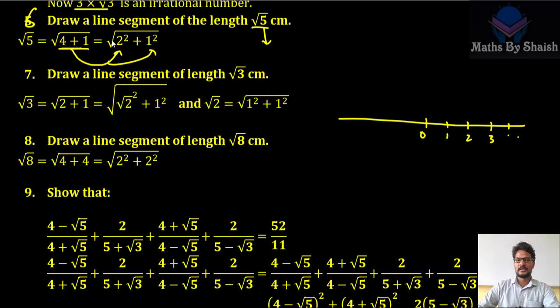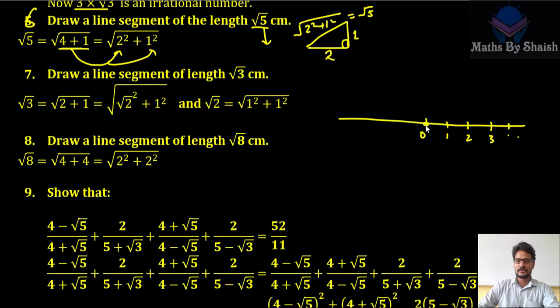And if we take this, then we can see by Pythagoras theorem, if it is a right angle triangle and it is 2, it is 1, by Pythagoras theorem, this is going to be 2 square plus 1 square, which is going to be √5. So that's what we are going to implement.